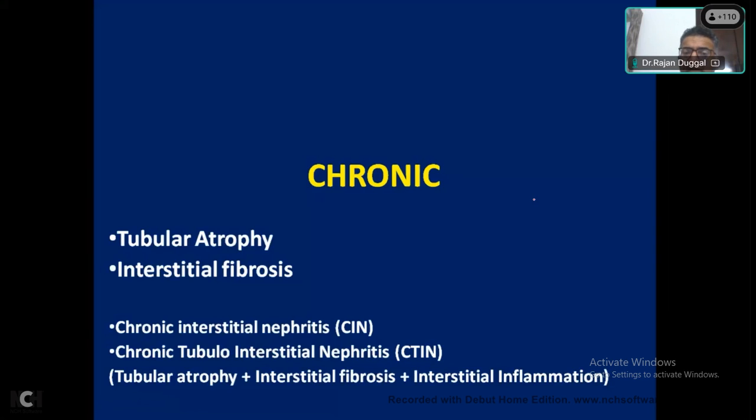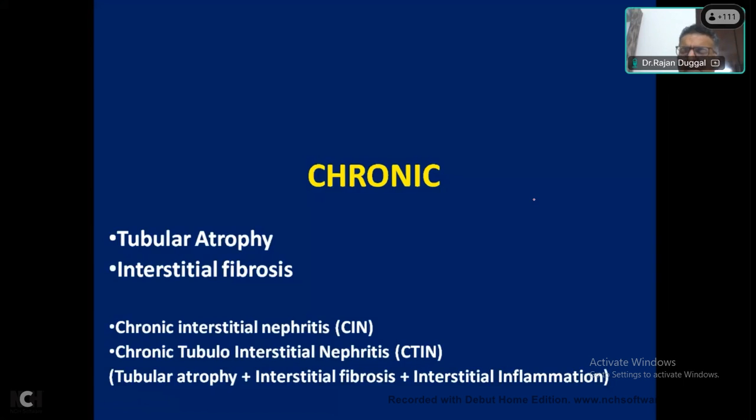On the other hand, when we say chronic, in relation to tubules, they will show tubular atrophy. Tubular atrophy means that instead of dilatation of the tubules, there will be narrowing of the lumen, and there will be thickening of the tubular basement membrane, which I'll show you now. And instead of interstitial edema, there will be interstitial fibrosis.